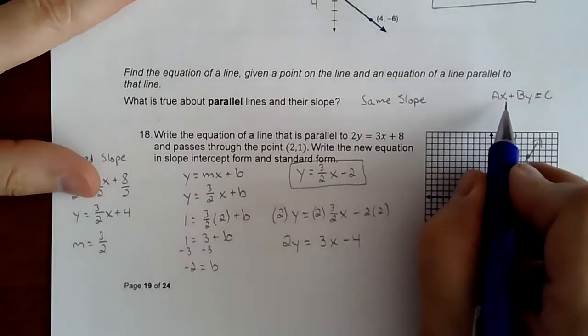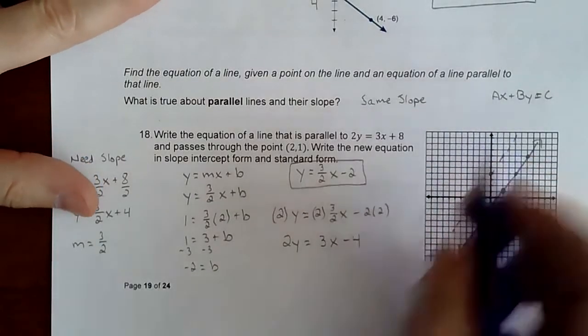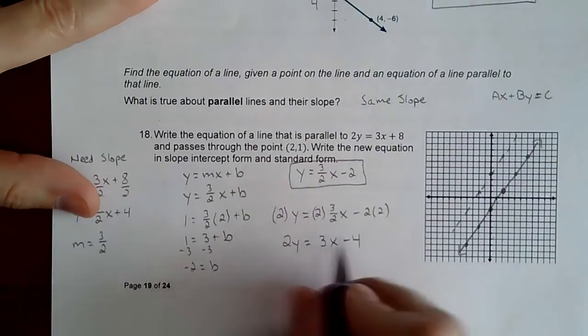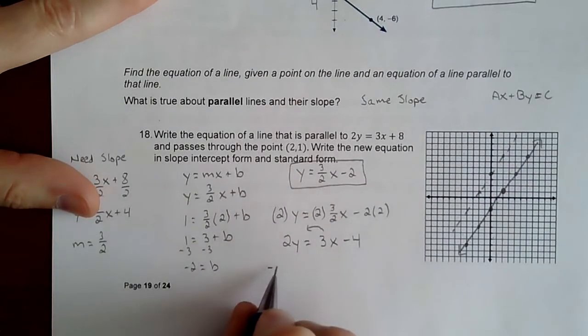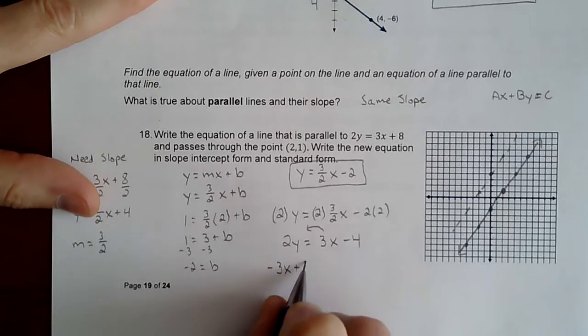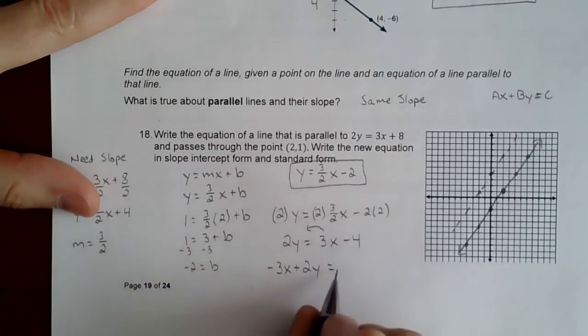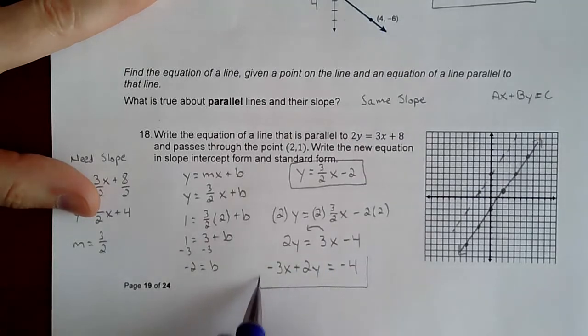We just got to pull the x over to the other side. So if we move that x over, we would have to subtract it to move it over. So that means it becomes a negative 3x on the other side. The y was positive, so we'll separate it with a plus. And that constant is a negative, so we'll leave it alone. And that is standard form.